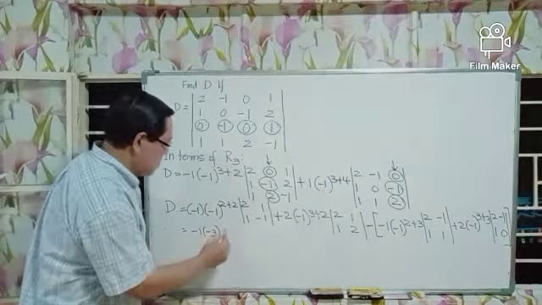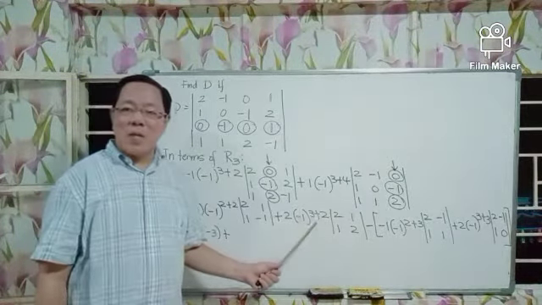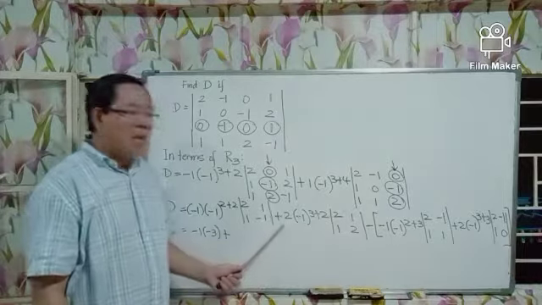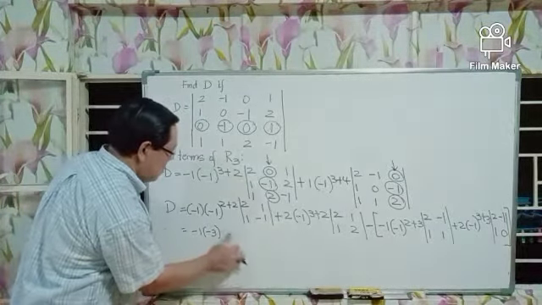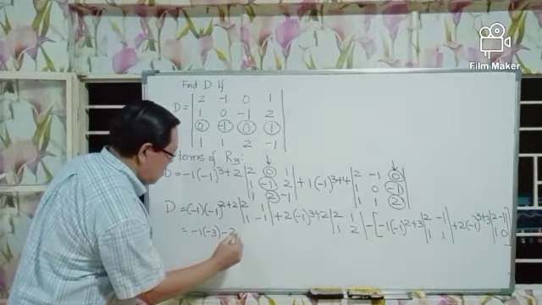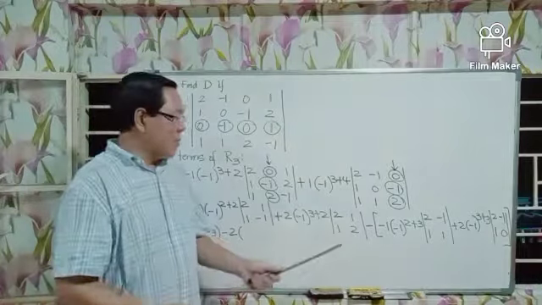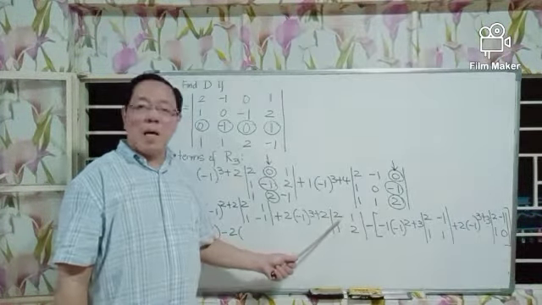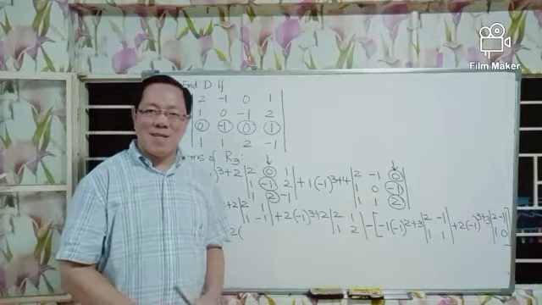Plus, this negative 1 raised to 3 plus 2 is negative 1 raised to 5, which is equal to negative 1 multiplied by positive 2 is minus 2. Multiply by this determinant of order 2, we have 2 multiplied by 2 minus 1 multiplied by 1, or 4 minus 1 is 3.